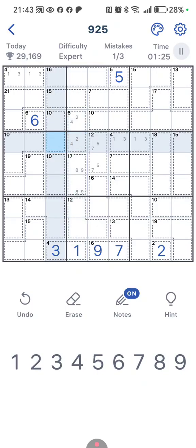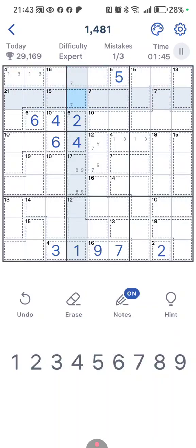Oh, this is a remainder. 10 plus 10 plus 19. So this is 6. 4. Then this is 2. This is 4. Okay, 7. Has to go up here or here, doesn't it?